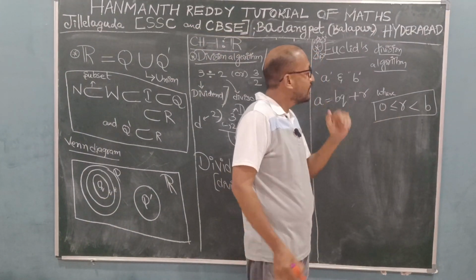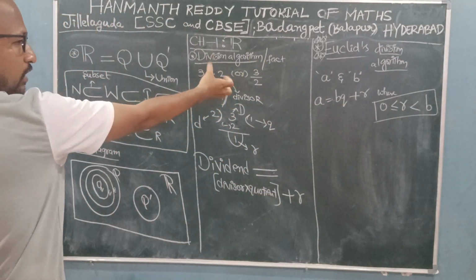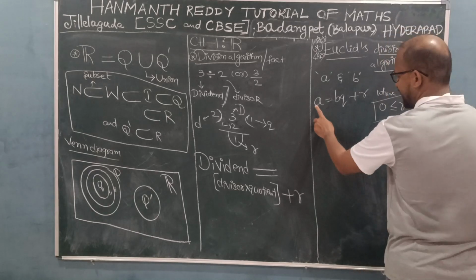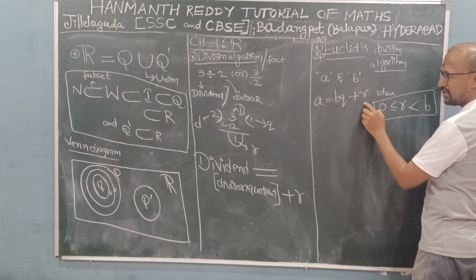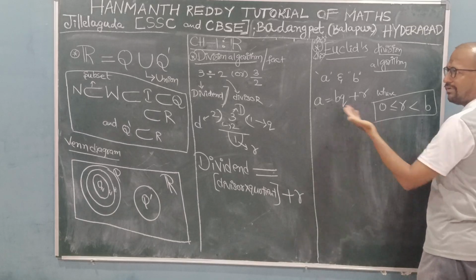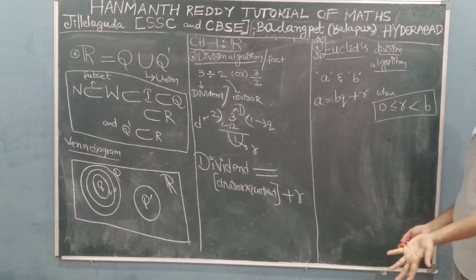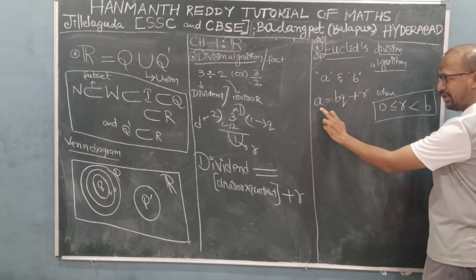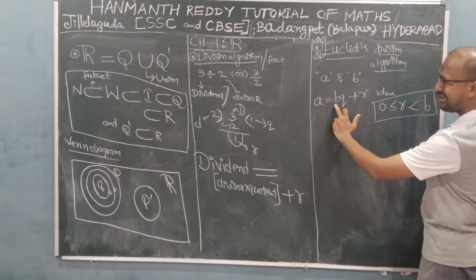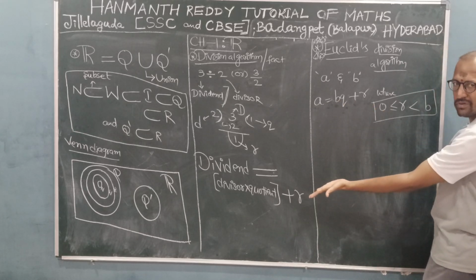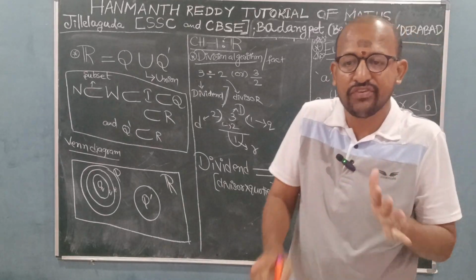If you observe very carefully, this is the dividend. Dividend is equal to divisor into quotient plus remainder. What is the difference between the division algorithm and Euclid's division algorithm? Same. Observe very carefully. Dividend is equal to divisor into quotient plus remainder. Same. There is nothing different. Then what is the major difference?